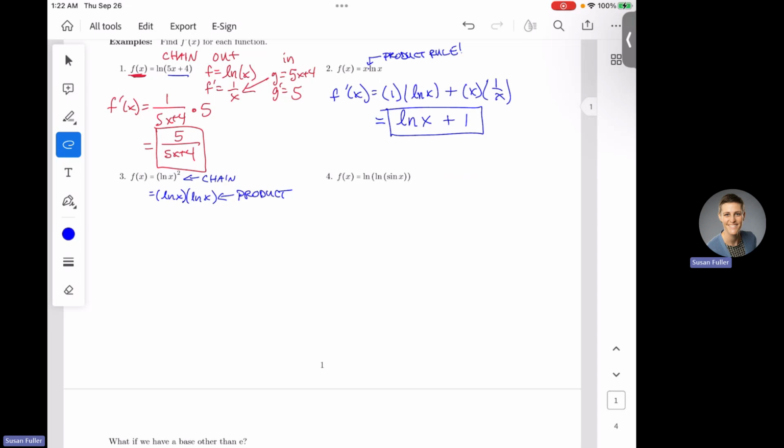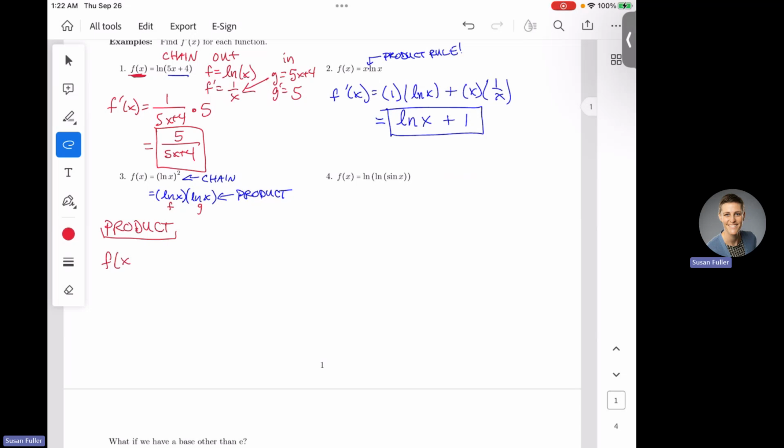We've been doing a lot of chain rules, so I'm actually going to do the product rule this time. So if your brain still likes the chain rule, go ahead and do the chain rule. You'll get the same thing either way. So if I decide to do a product rule, then this is my first function. This is my second function.